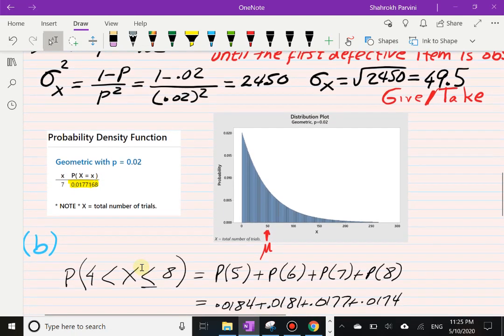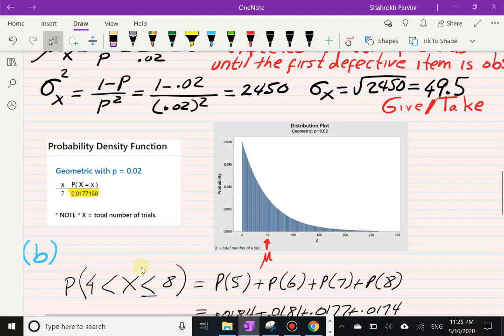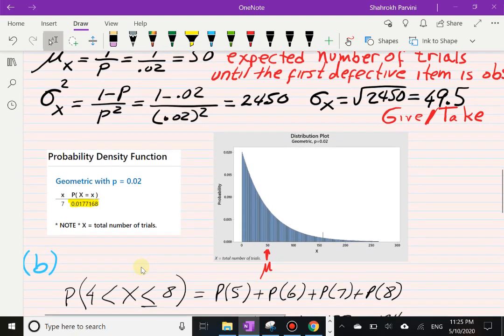Now, in part B, let's say I want to answer this probability question: what is the probability the first success occurs between the 4th and 8th trial? Now notice 4 is exclusive, right? 4 is exclusive, it doesn't have an equal sign. But 8 is inclusive.